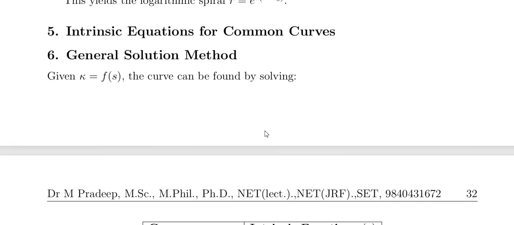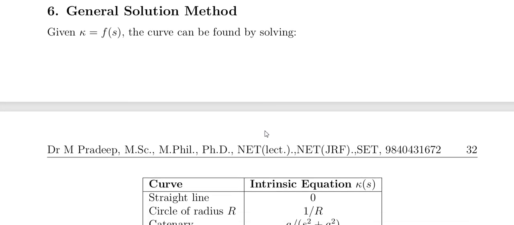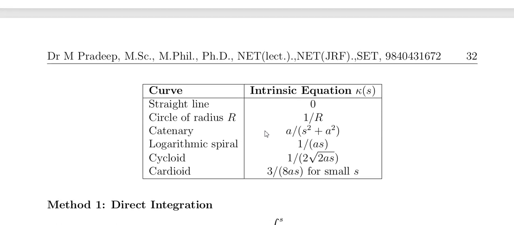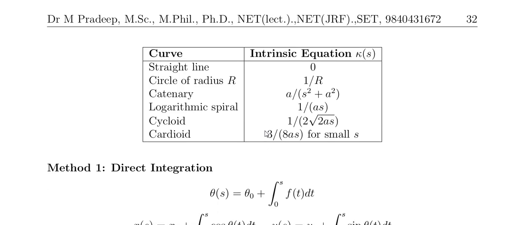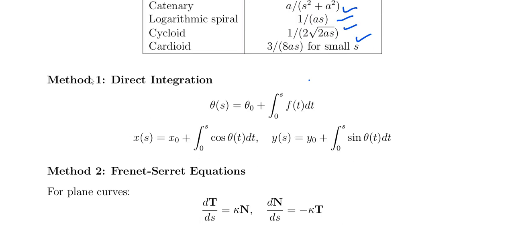Similarly, for the intrinsic equation of common curves, the general method: what is the intrinsic equation for the straight line, for the circle of radius r, that is 1 by r, for the catenary, for the logarithmic spiral, for the cycloid, and for the cardioid. This is called the intrinsic equation of the corresponding curve. These are very important.